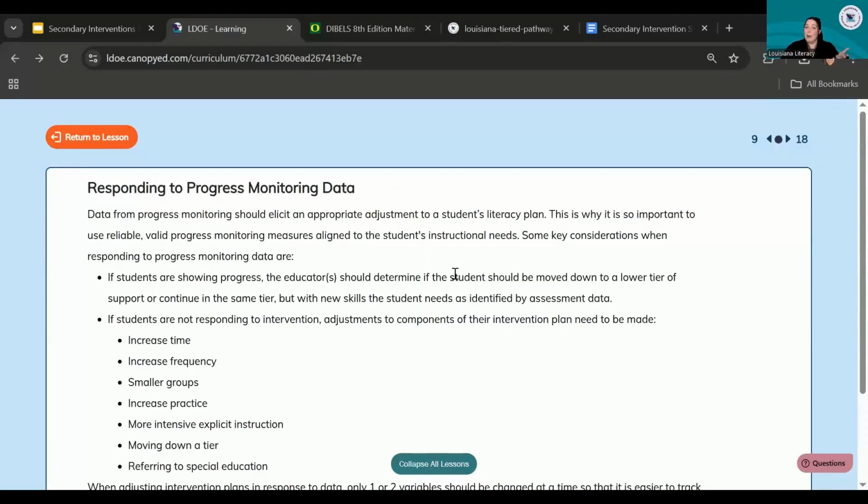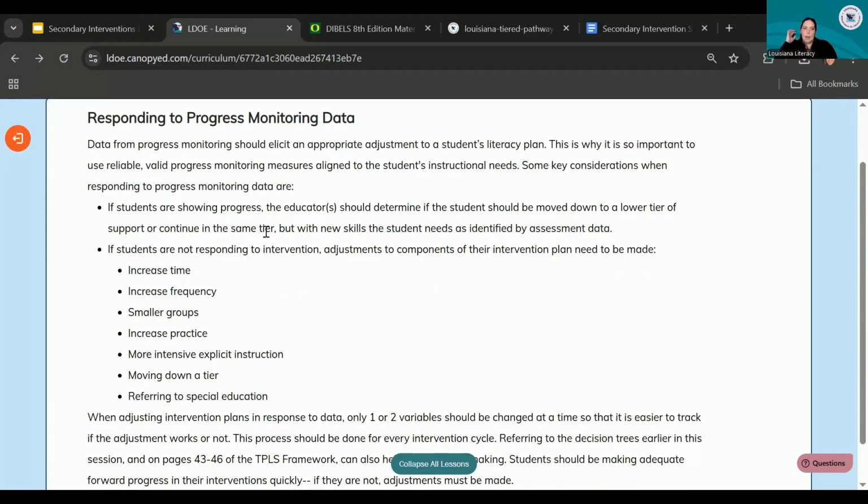So that brings me to responding to progress monitoring data. It should elicit whatever the appropriate adjustment is for that student on their literacy plan and whatever intervention and support they're receiving. That's why it's so important that it should be a reliable and valid source of progress monitoring and not just some random thing that we give students once a week. It should be aligned to whatever their instructional needs are.